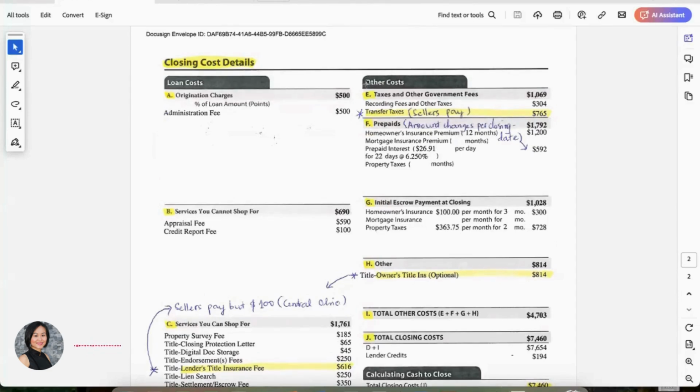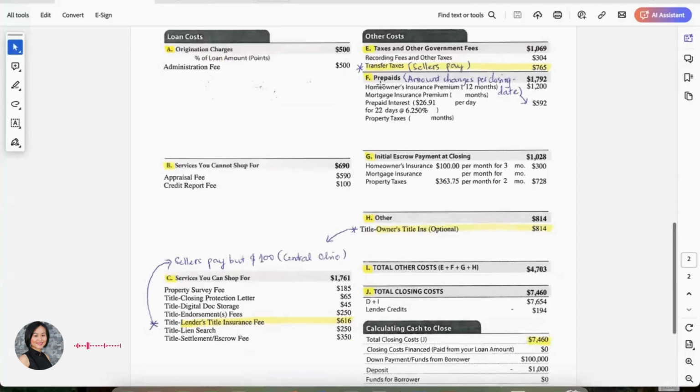So block E, the recording fee, you pay as the buyer. The transfer tax, the seller pays. So again, you cannot see who pays what right now. I'm making some notes here so you know that in reality, at closing disclosure, the seller is going to pay for that. Okay?